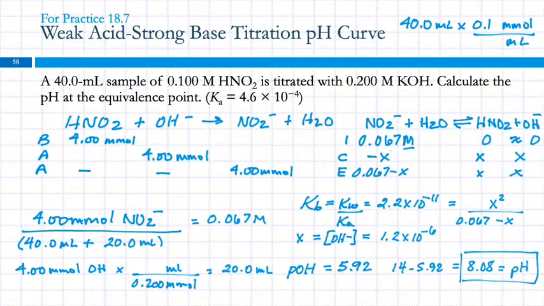We can't use the Henderson-Hasselbalch equation because the concentration of weak acid and its conjugate base differ by more than a factor of 10. You can use that equation before the equivalence point, but not at or after. Anybody else have any questions?